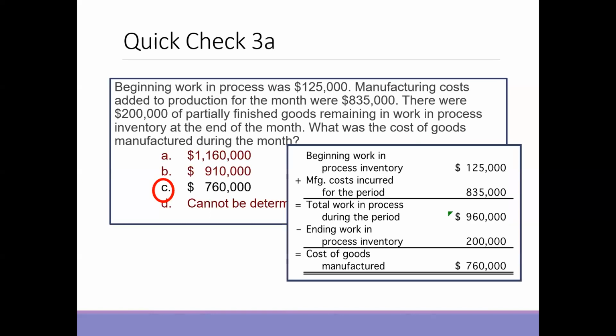So we will start by the beginning work in process plus the manufacturing cost that went in for the period, gives us our total work in process during the period. Take away the ending balance. That's going to show you what goods were manufactured during the period.